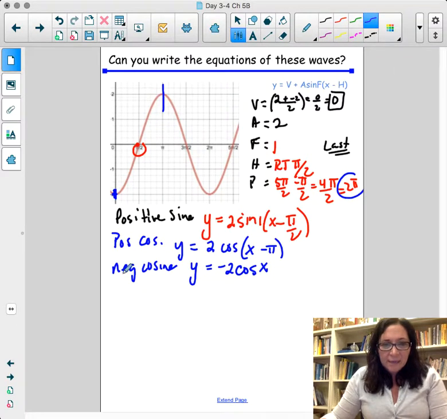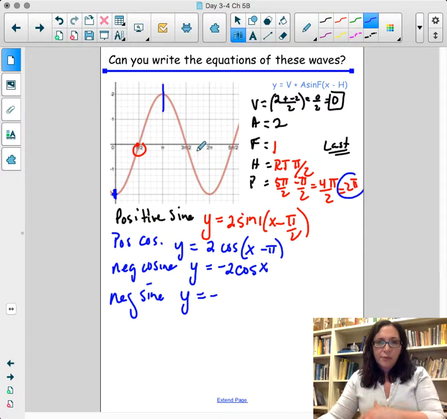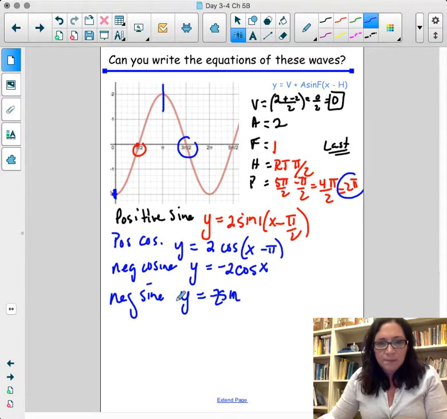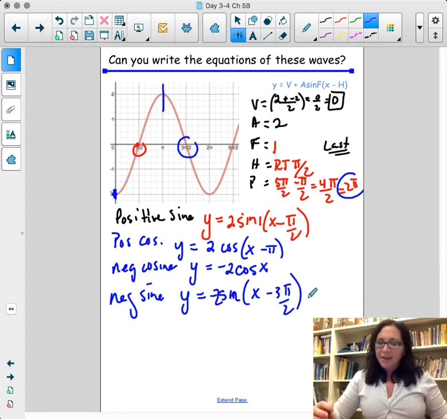And lastly, my negative sine wave is going to be y equals negative. Let's see, sine would go down first. So that would be all the way here. So it'd be negative 2 sine, going down. Well, I just lost my train of thought. Okay, so x minus 3 pi over 2. Oh, I can't believe I forgot that.